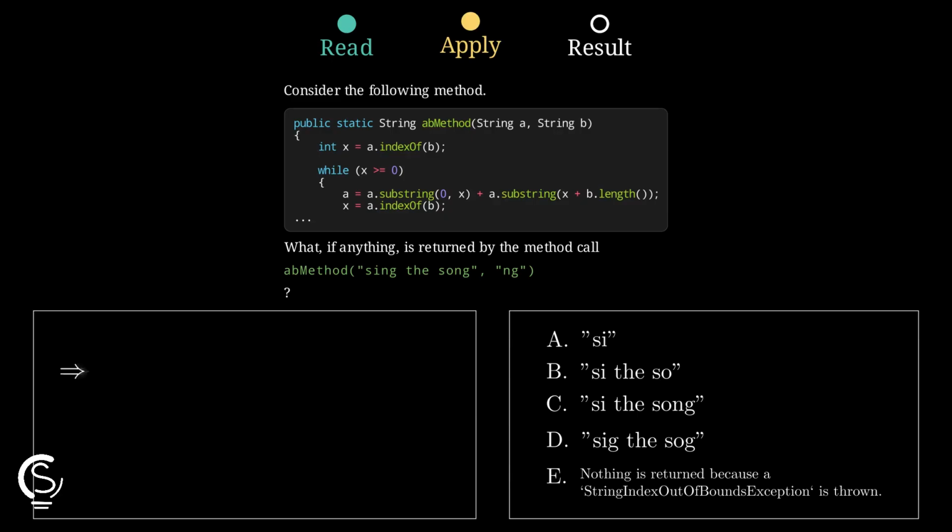In the first pass, the word "sing" becomes "si" because the "ng" at the end is removed. The loop then updates the string and looks for the next occurrence immediately.